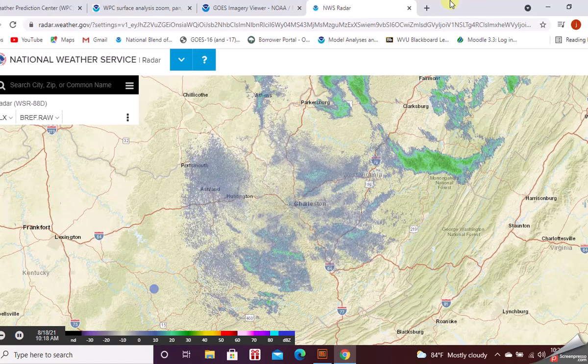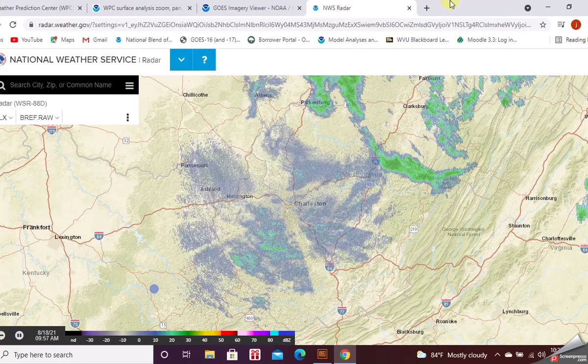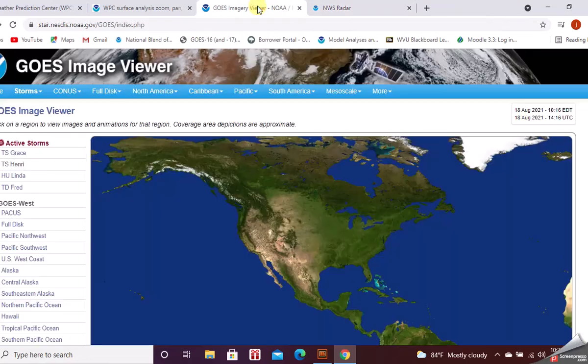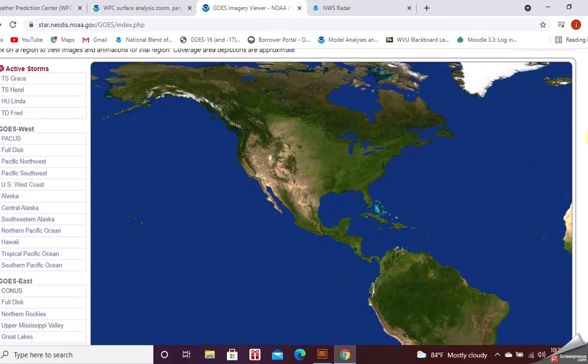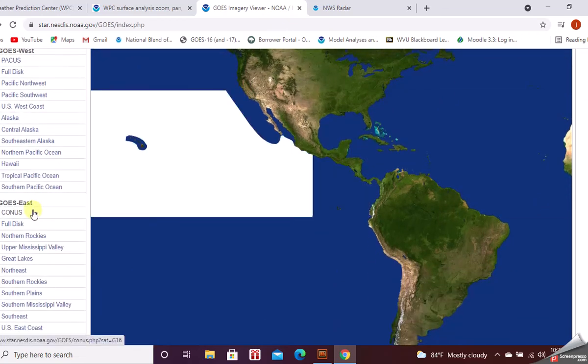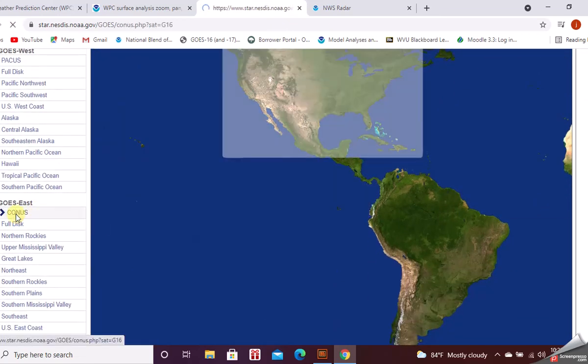One interesting thing, if I wanted to combine those echoes with a GOES satellite image, let's bring the satellite down a little bit here to CONUS.